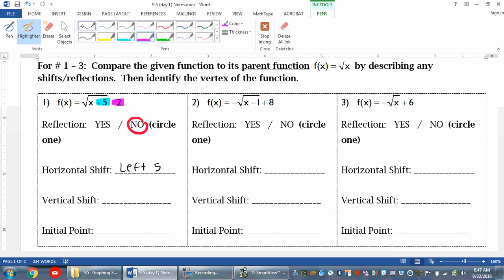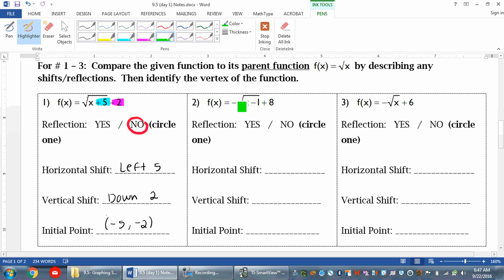And the minus 2, same sign, that means down 2. That gives the initial point. Remember, we're not calling it a vertex anymore because I don't have two sides coming into one point. It's just starting at the initial point and moving to the right. The initial point is -5, -2. So to graph this, I would graph my initial point, and then I would graph using my pattern.